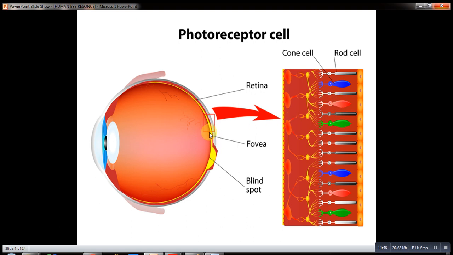This fovea is the center of the chromatic cones, the position of many cones. And this is the blind spot. There are no receptors here. It is the aperture of the nerve of the eye.